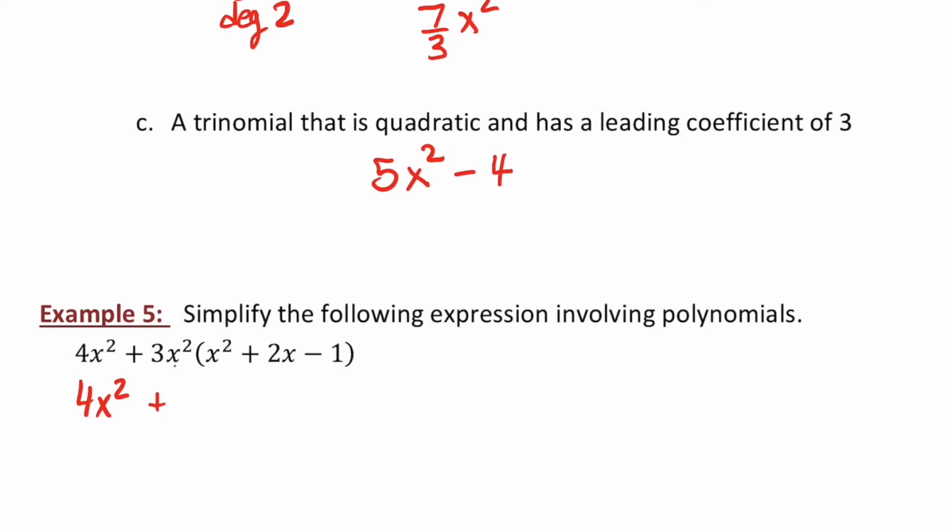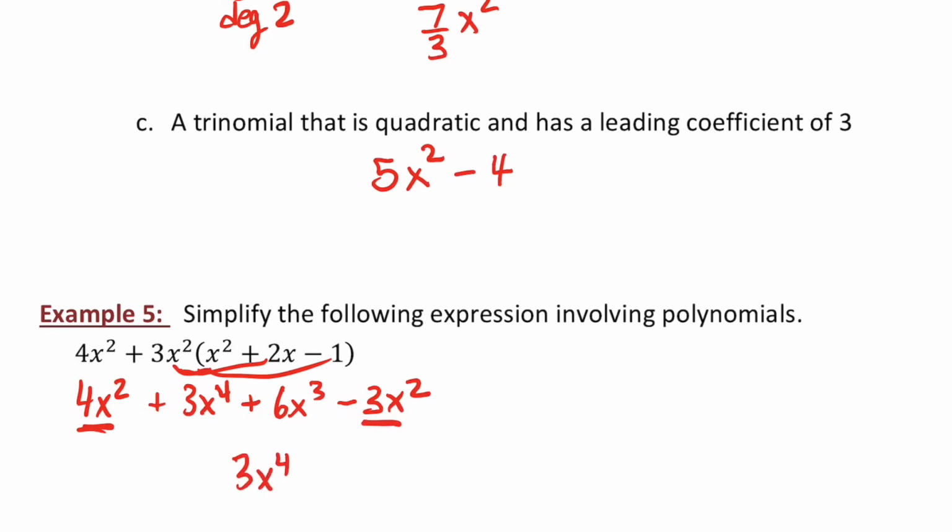If I'm simplifying this expression involving polynomials, I'm just going to do my operations and combine like terms. So I need to multiply things together here before I can add my like terms. So if I multiply, I'm going to have to make sure that I add my exponents. Multiplying 3x squared times each of the terms inside is going to give me that result. And then if I find my like terms of 4x squared and negative 3x squared and combine them, that'll give me 1x squared. So 3x to the fourth plus 6x cubed plus 1x squared.